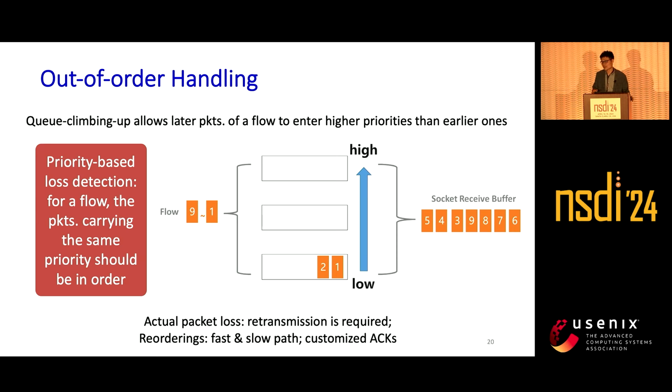So for actual packet loss, we simply trigger the retransmission, and for the orderings, we use the fast and the slow path to guarantee the in-order packet delivery to the application. And at the same time, we customize the ACK for the out-of-order packets to bypass the default TCP ACK scheme, so that the redundant retransmission will not be triggered.